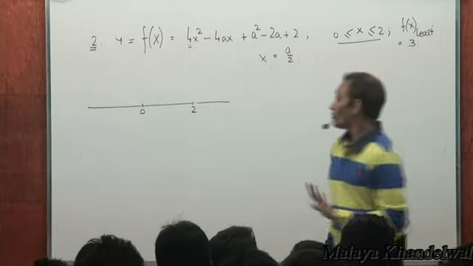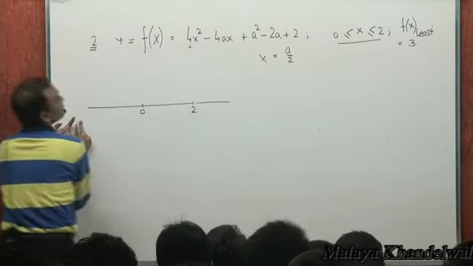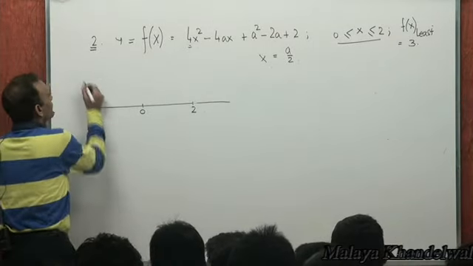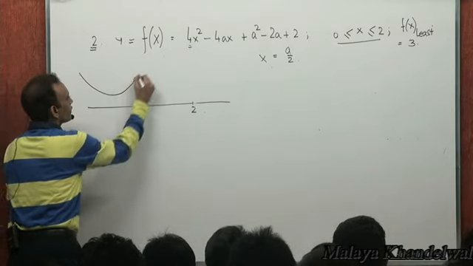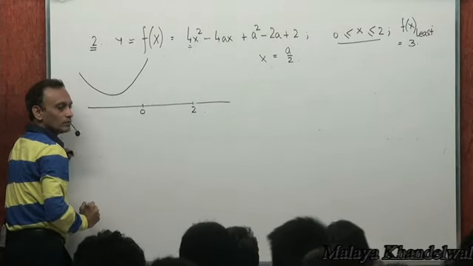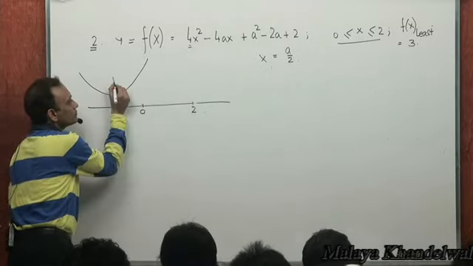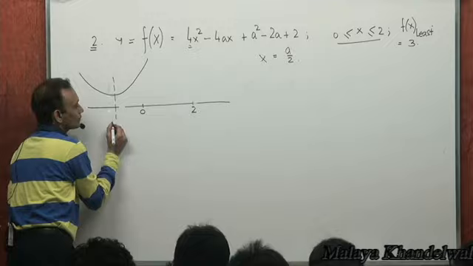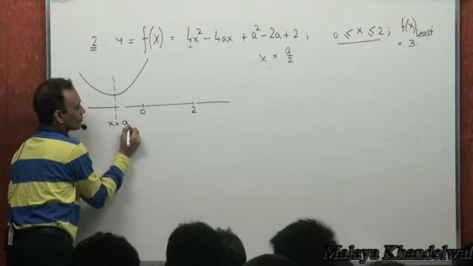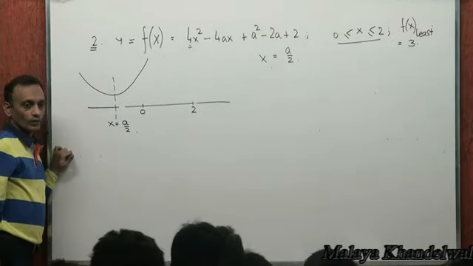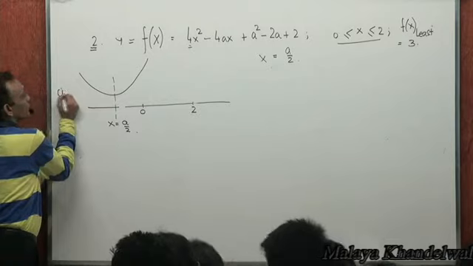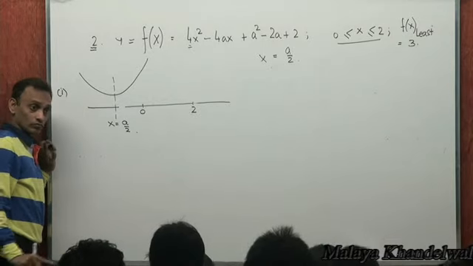Right? Now, when the axis of symmetry is to the left of 0, then this will be the looks of the parabola. This will be the looks of the parabola, right? When the axis of symmetry, so this is case 1, is to the left of 0.